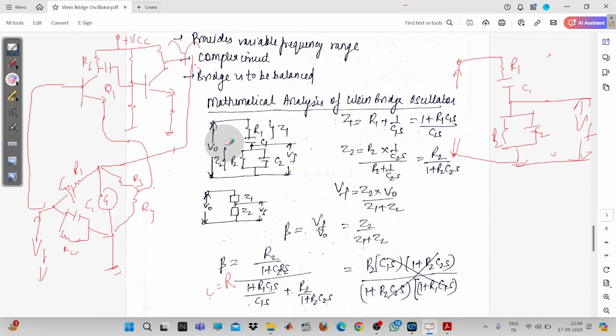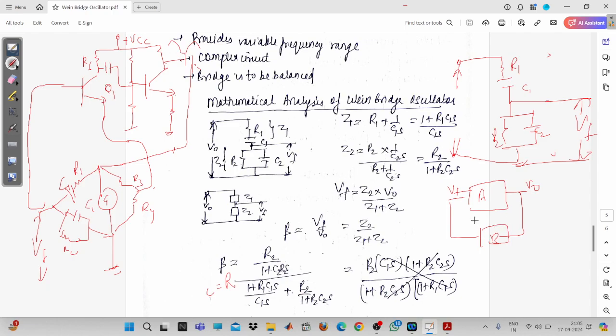Now here you will have to apply the voltage divider rule, because this much voltage is applied across Z1 and Z2. So if you want to calculate VF, apply the voltage divider rule: VF equals Z2 into V0 upon Z1 plus Z2. Now you can see, if you shift your V0 here, VF upon V0 means Beta only, because in the closed loop system we have seen that this is VF and this one is V0. So VF upon V0 for this feedback circuit, the output signal will be acting as the input signal.